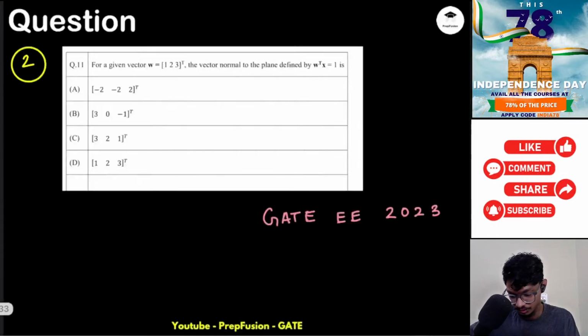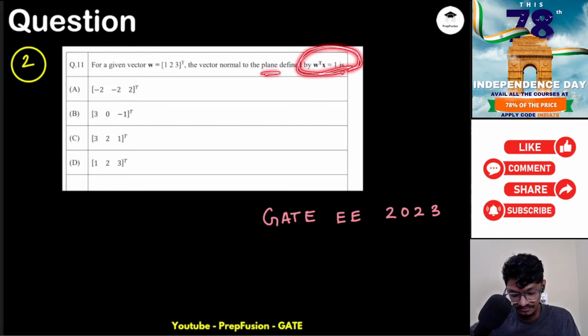Okay, we'll now move to this question. This second question also you gave me. So this is a good question. If you haven't studied vector calculus yet, you can come back to this question once you study it. So the basic idea here is that a vector 1 2 3 transpose is given, and they are asking for the vector normal to the plane defined by w transpose x equals 1. So I need to find a vector that is normal to the plane defined by this.